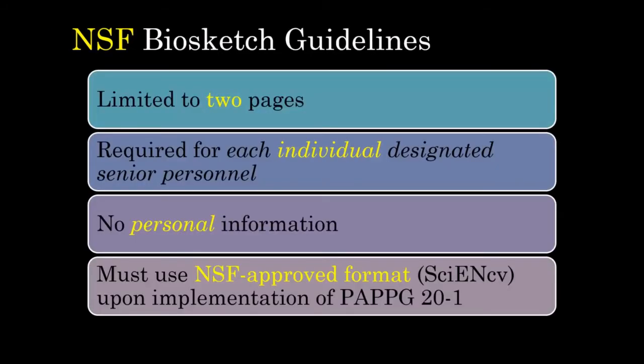So the NSF Biosketch guidelines, they are limited to 2 pages. That's not changing. They are required for anybody considered senior personnel. An example of somebody who's not a senior key personnel might be a programmer or a postdoctoral scholar. Sometimes faculty members might ask you to include a postdoctoral fellow scholar researcher.